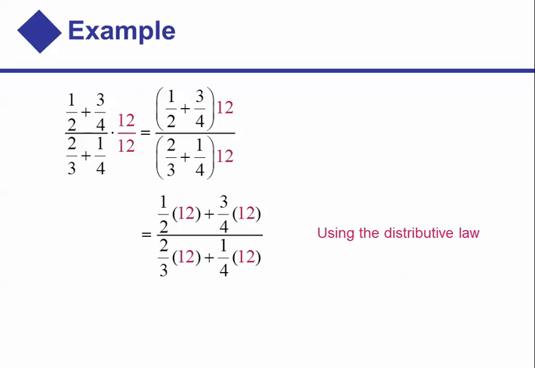So now, let's take that 12 into each of these using the distributive law. And what do we get? Well, 1/2 times 12 is 6. 3/4 times 12 is 9. 2/3 times 12 is 8. And 1/4 times 12 is 3. So 6 plus 9 over 8 plus 3, which is 15 over 11. And we're done. That's the final answer.